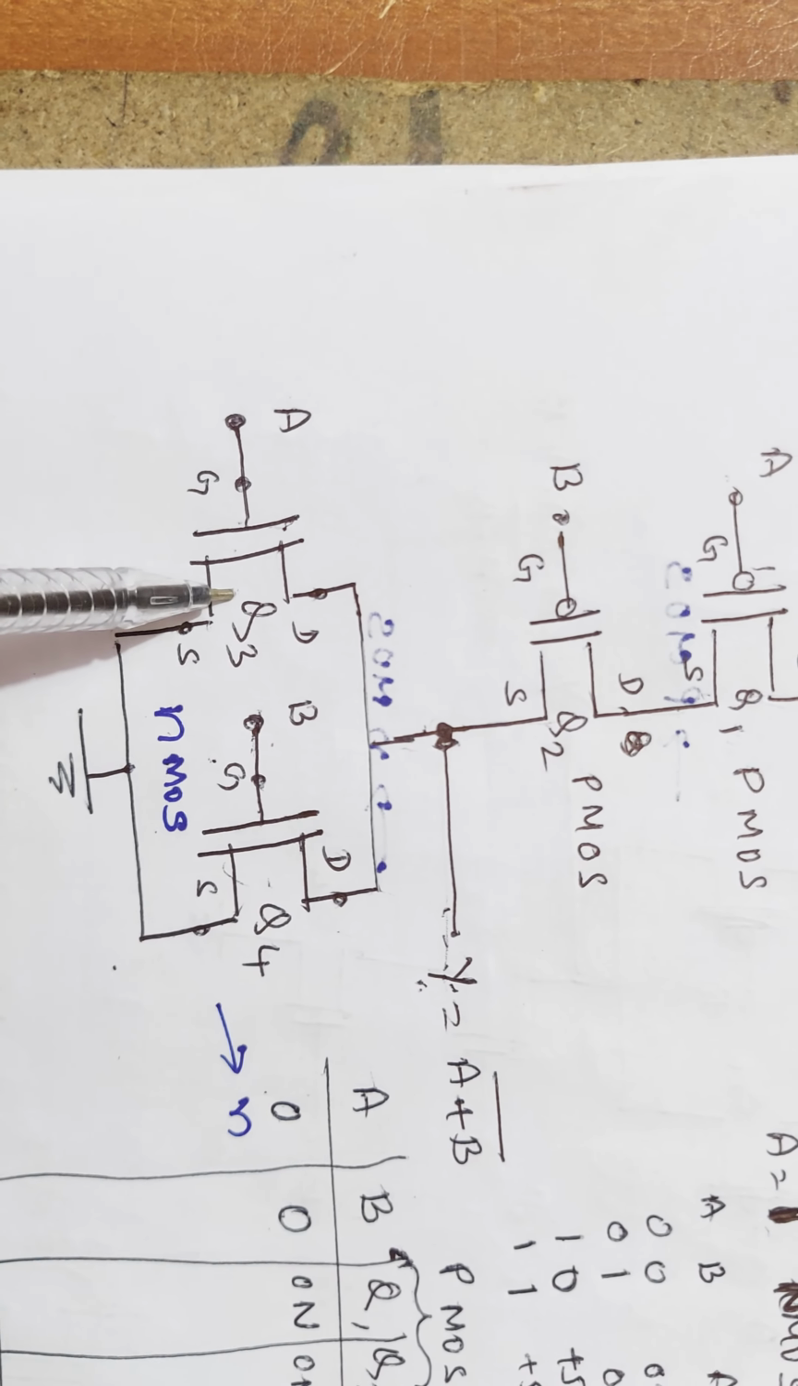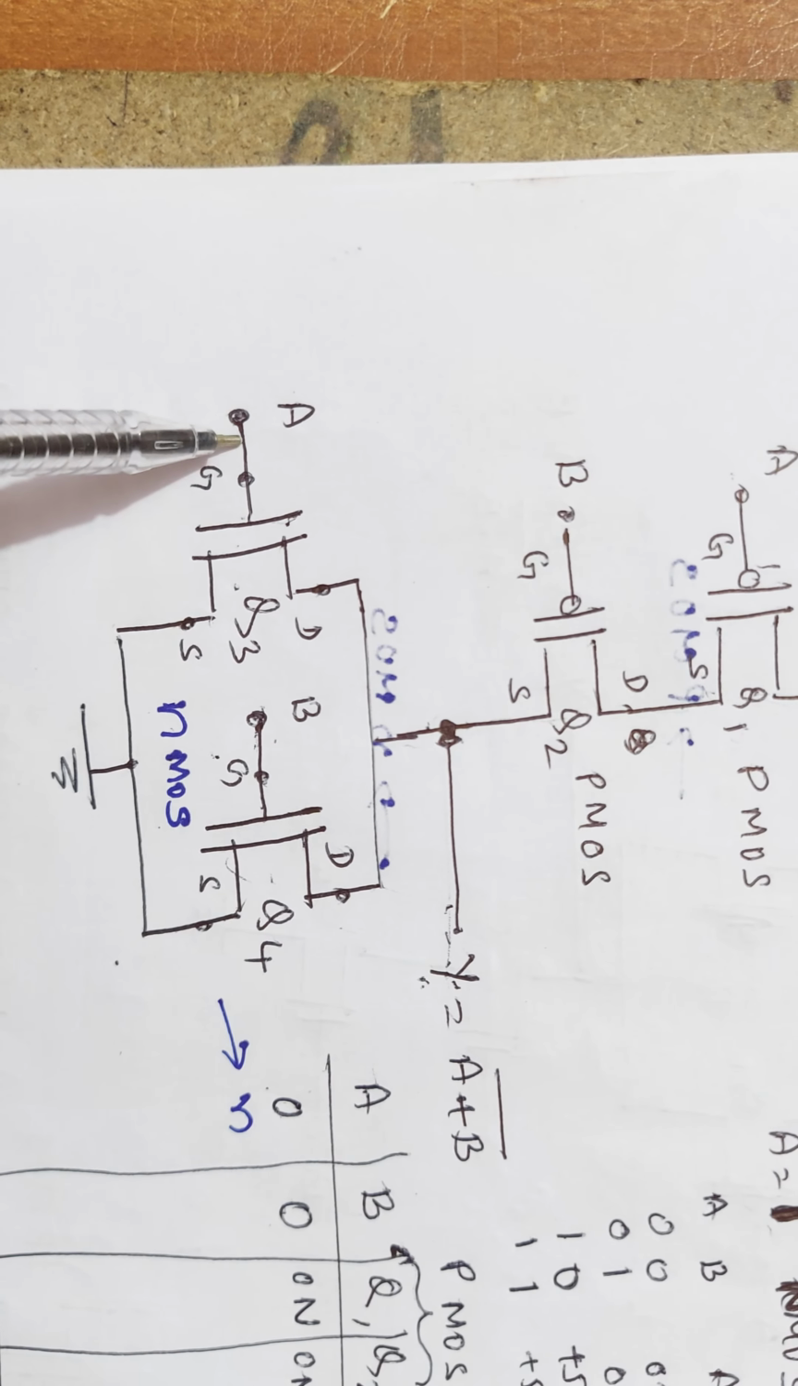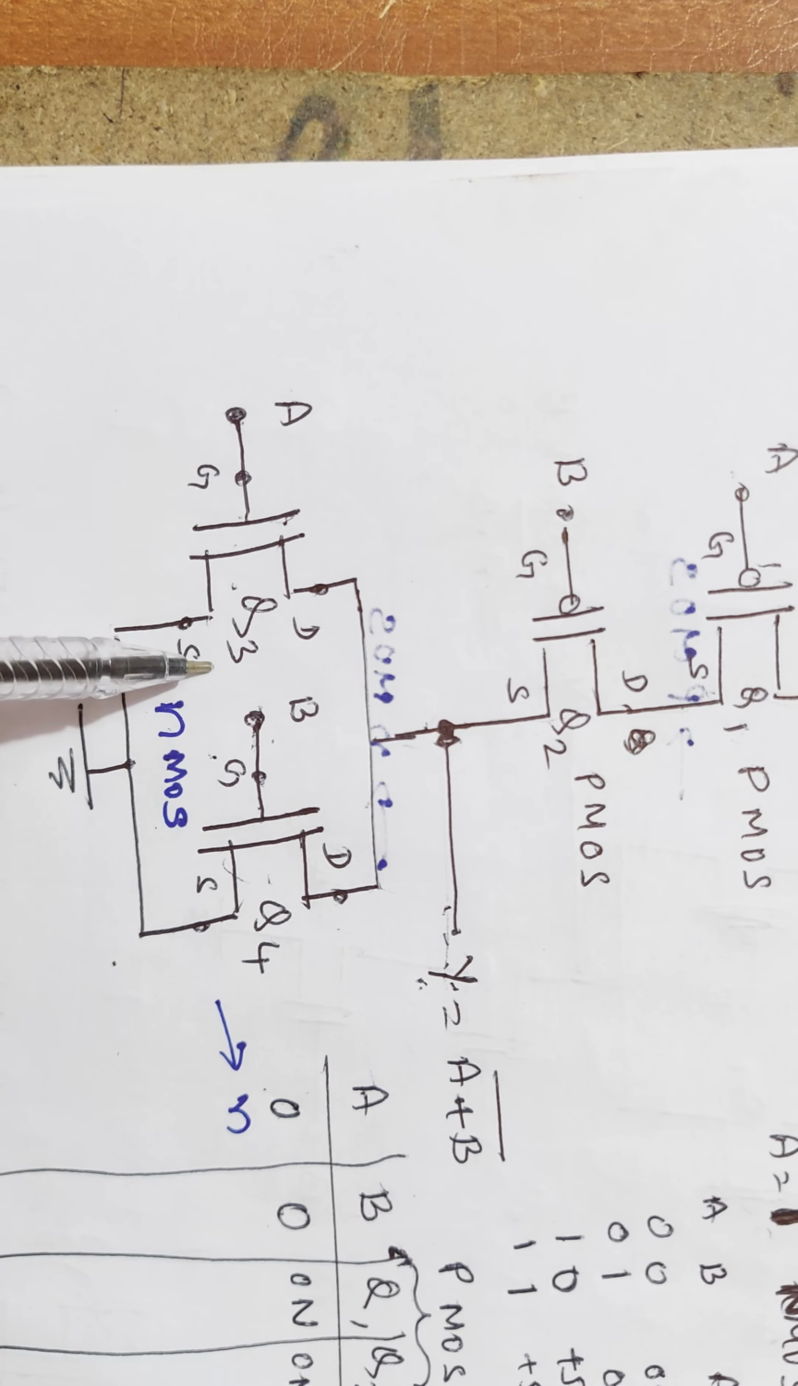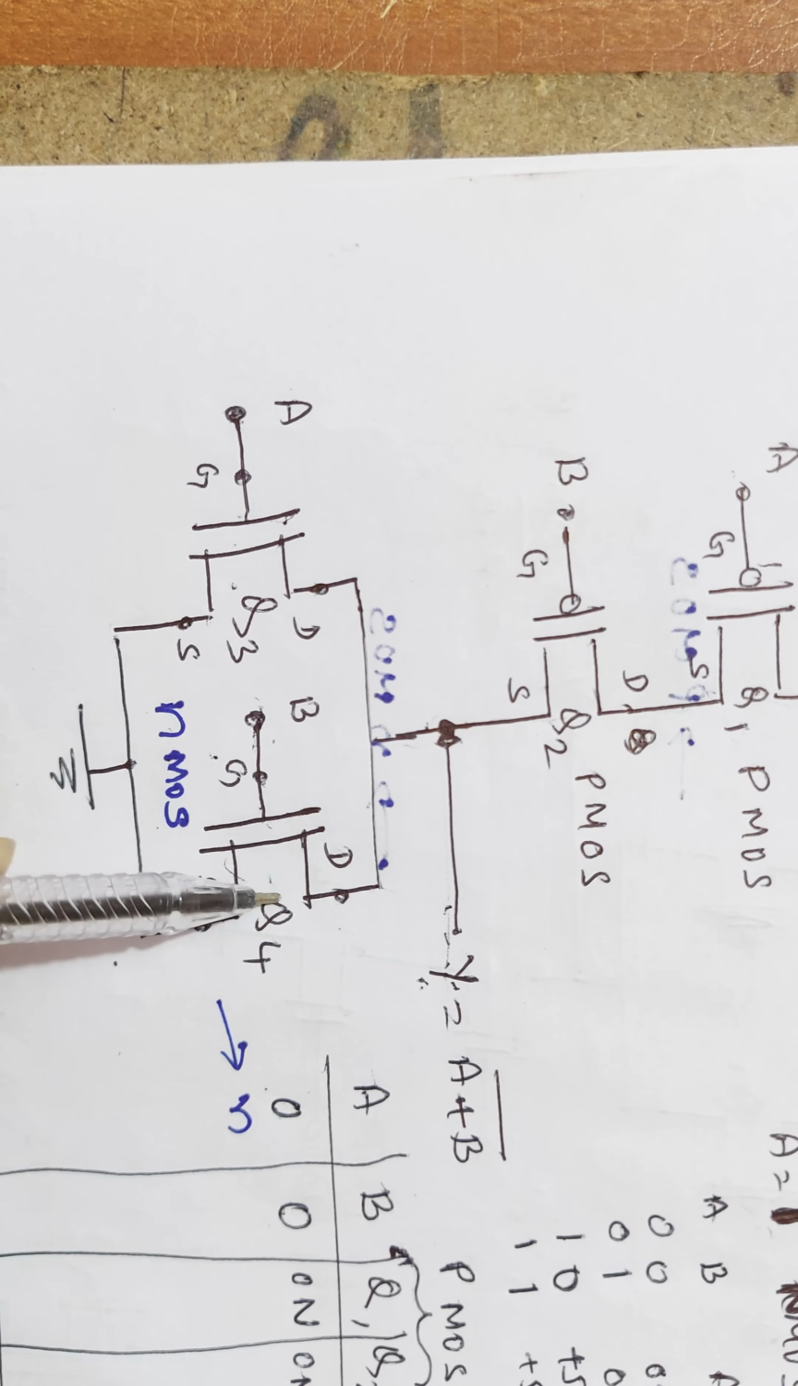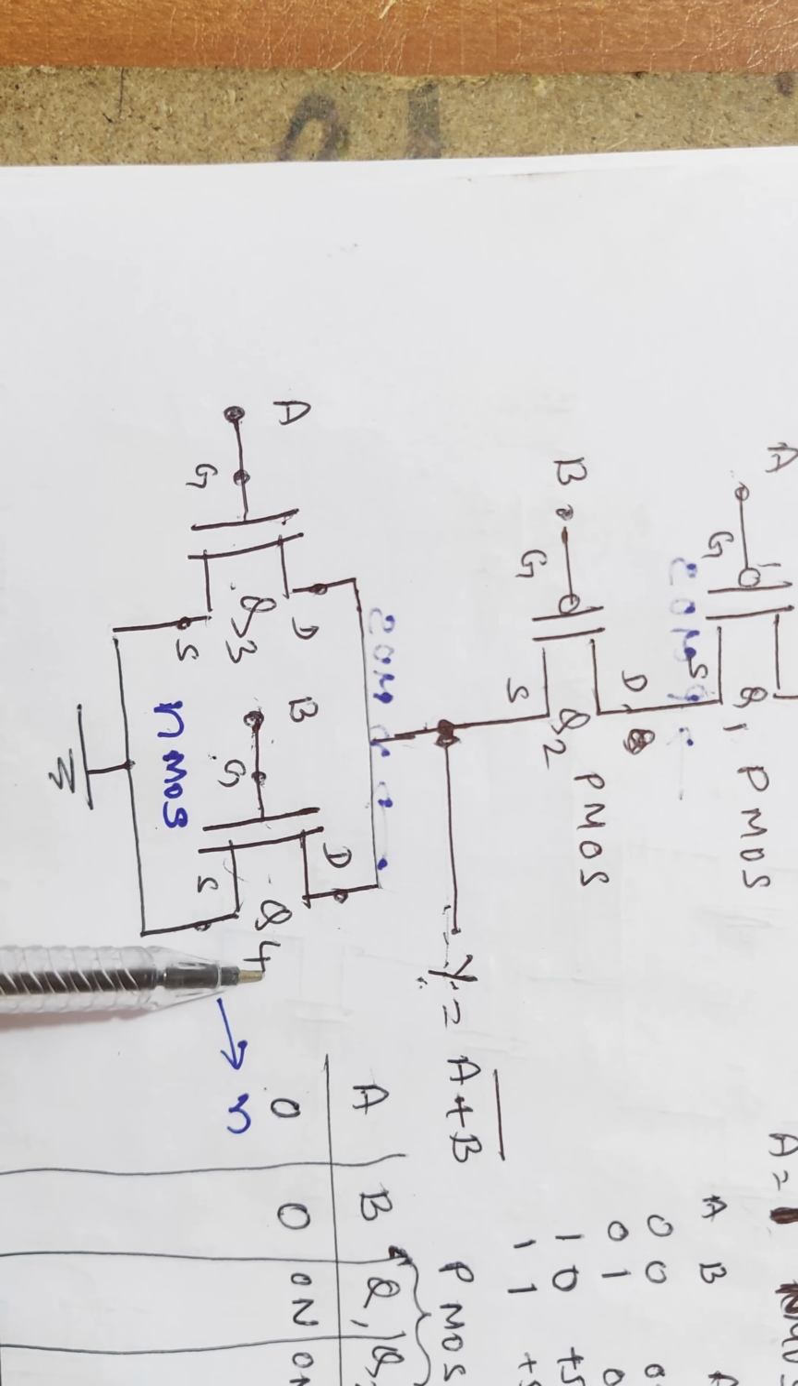Here, this path is open because when A equals 0 the NMOS acts as an open switch, and when B equals 0 it also acts as an open switch. These two are off. Therefore, no current can flow through this path to the ground because these are open at these two points. Therefore, the current from VDD flows to Y, and Y goes high, that is logic 1.